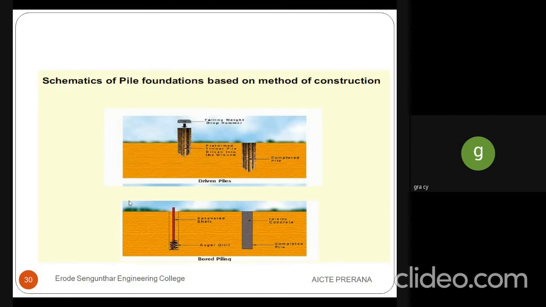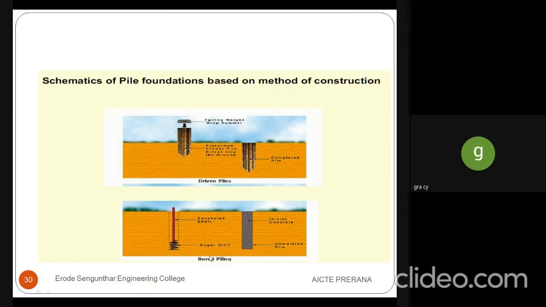We can see the schematics of the pile foundation based on the method of construction. First, we are providing a falling weight drop hammer. Here the pile is there, and we are providing a falling weight drop hammer. The initial stage is this. After that, the pile is completely inserted into the ground. So these are driven piles.